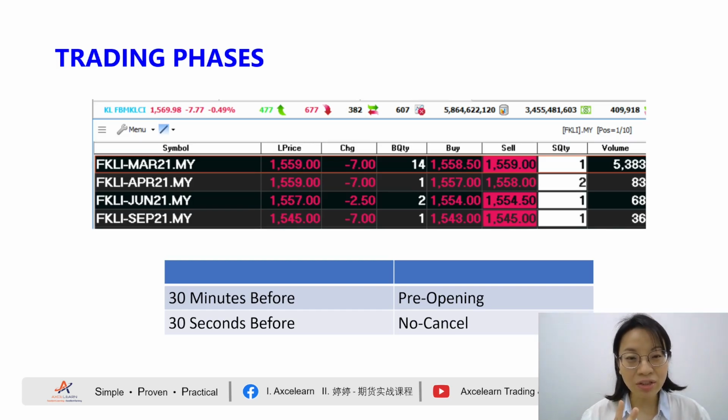Now, the second trading phase that you need to understand is 30 seconds before the market open. Yes, you did not hear it wrongly. It's seconds, 30 seconds. That's why in futures, every second does count. So 30 seconds before the market open, we have what is called the non-cancellation phase. During this non-cancellation phase, you cannot cancel any of the orders that you already submitted. You have submitted, you cannot cancel. You cannot modify as well.